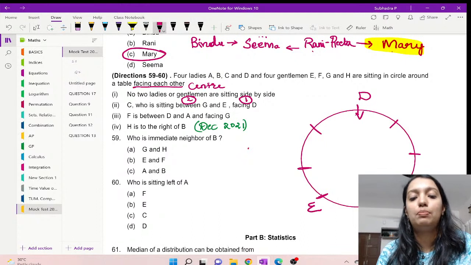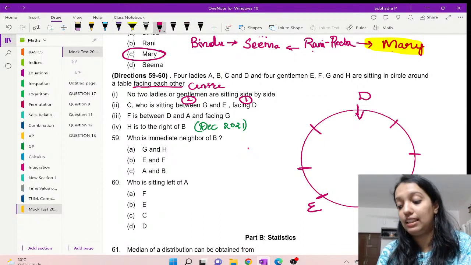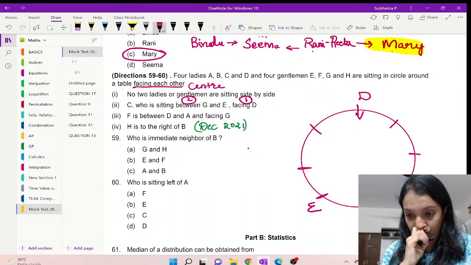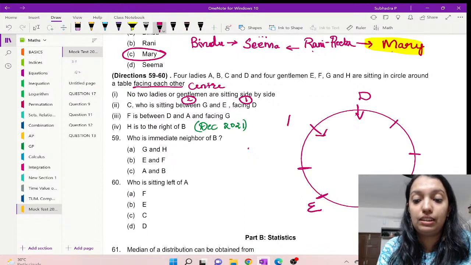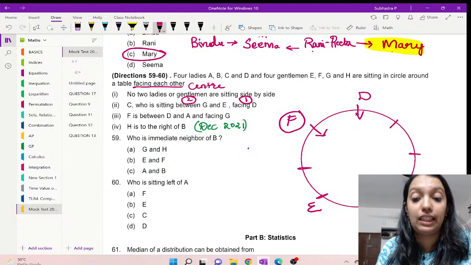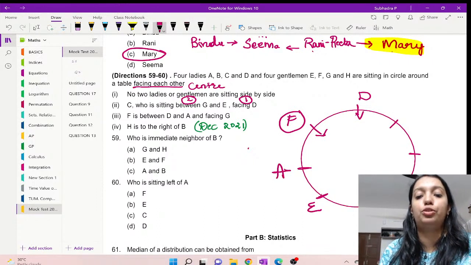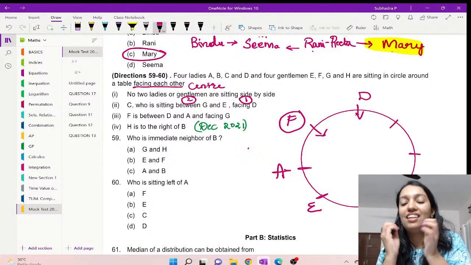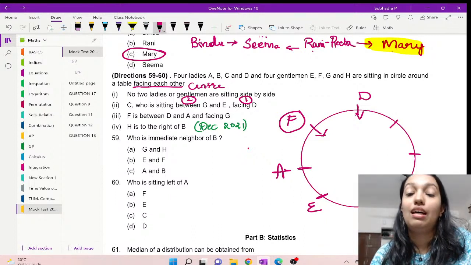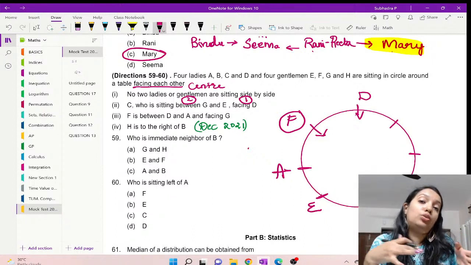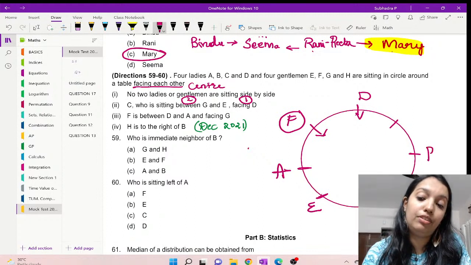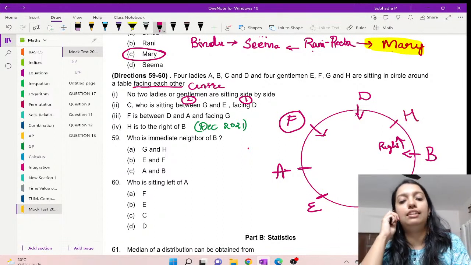Next, F is between D and A. F is facing G. So this has to be F because he is facing G, and F is sitting between D and A. So that means this has to be A. Next, H is to the right of B. Here students go wrong. Right side, and they are facing towards the table. So if this is B, this direction becomes the right direction and towards the right is H.